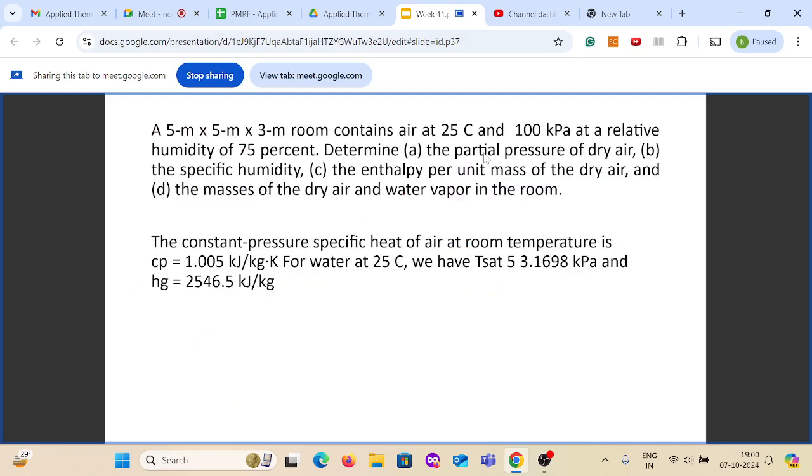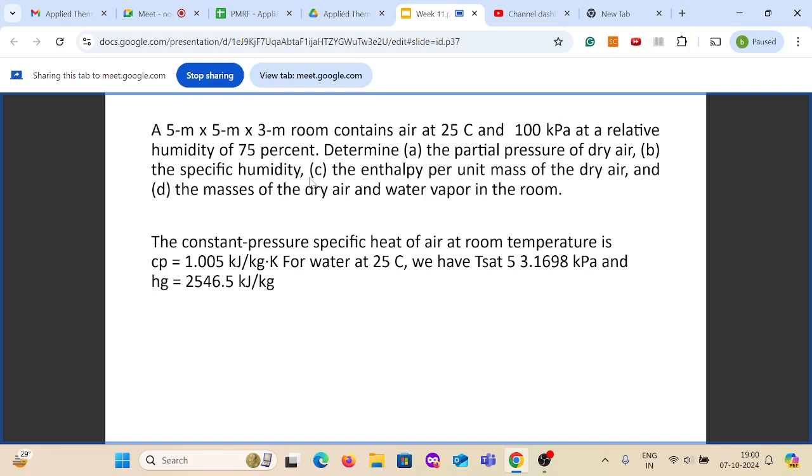So you can find out the partial pressure of dry air from the relative humidity. So we need to find out the saturation pressure corresponding to 25 degrees Celsius, which is given as 3.1698. So from that we can find out the partial pressure of dry air, and we know the total pressure, so we can find out the specific humidity, omega = 0.622 Pv / (P minus Pv), and we can also find out the enthalpy per unit mass of dry air.